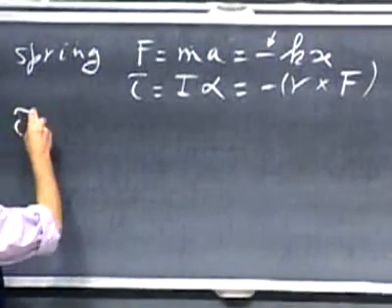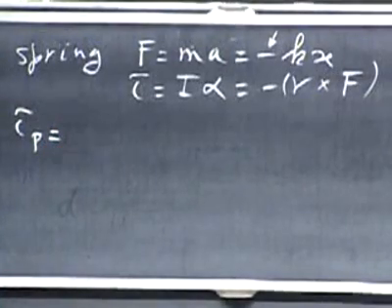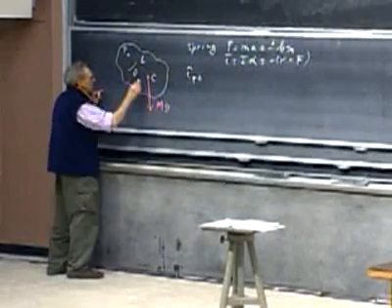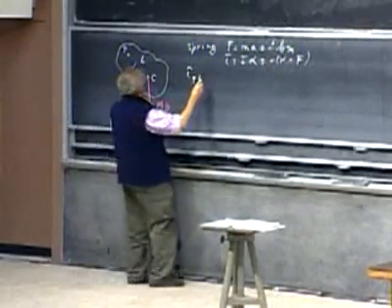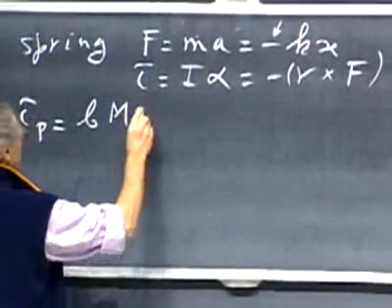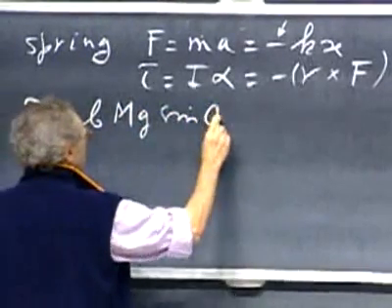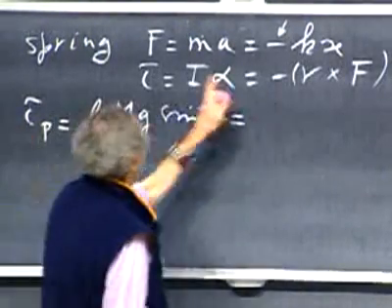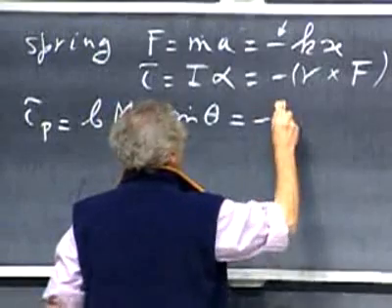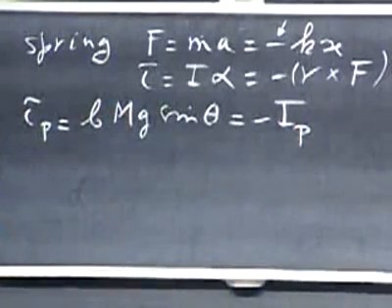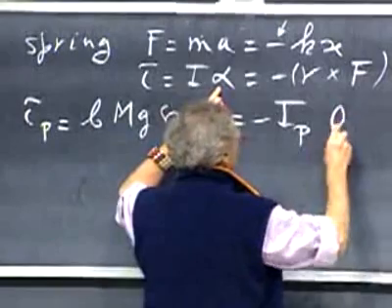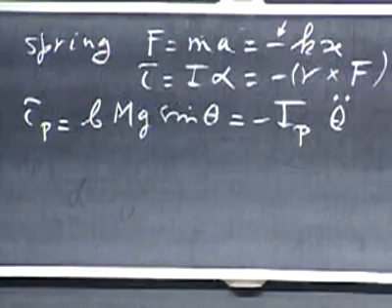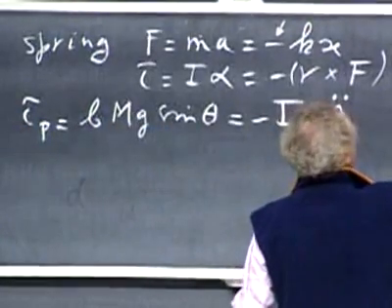So if I take the torque relative to point P, then I have this position vector which has magnitude b, the force is mg, and I have to multiply by the sine of theta. So I have b times mg times the sine of theta, and that now equals minus the moment of inertia about point P times alpha, and alpha is the angular acceleration, which is theta double dot. I bring them together, and I use the small angle approximation.